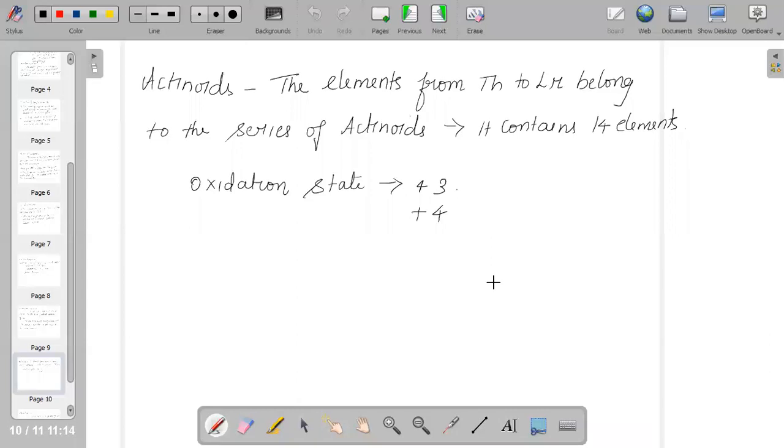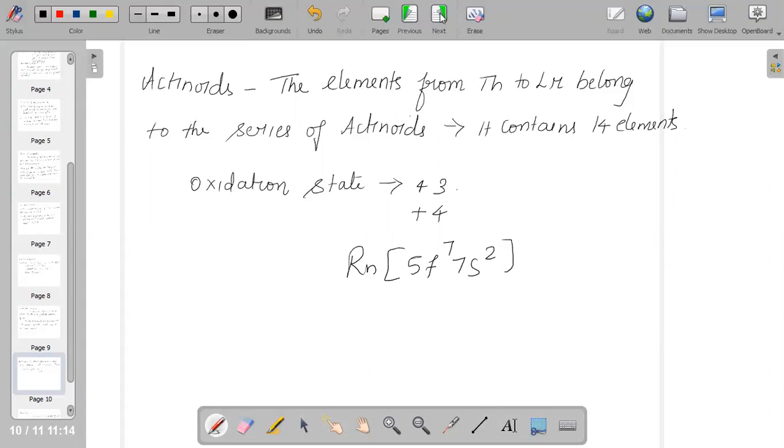First we can say Rn 5f7 7s2, 5f7 7s2. So the ionic radii will gradually decrease.